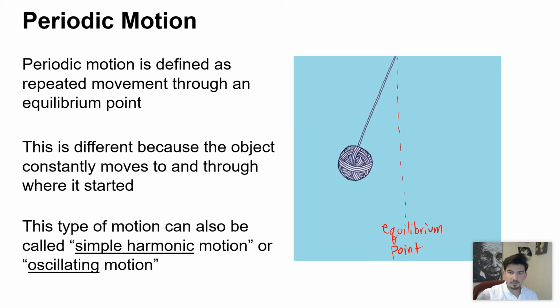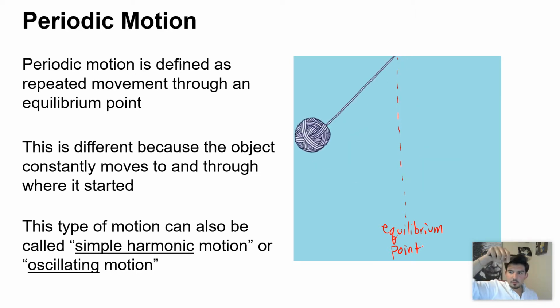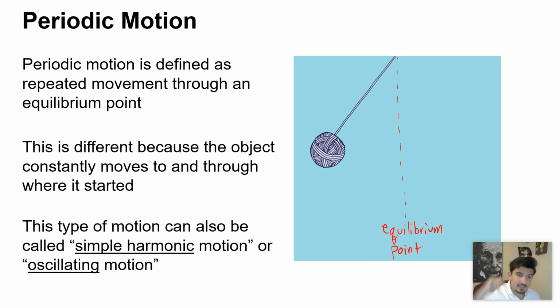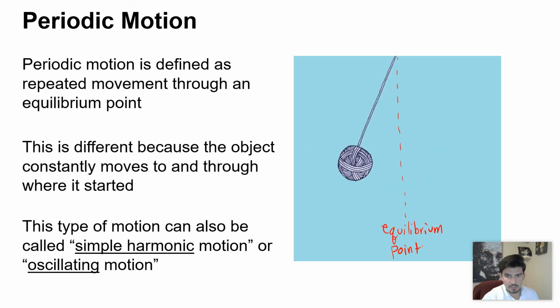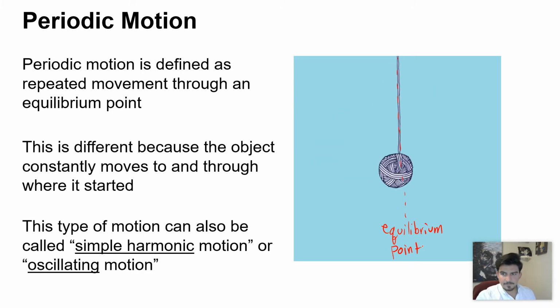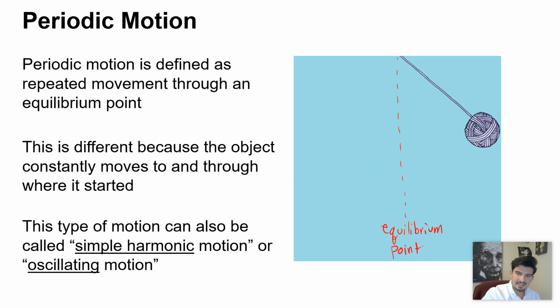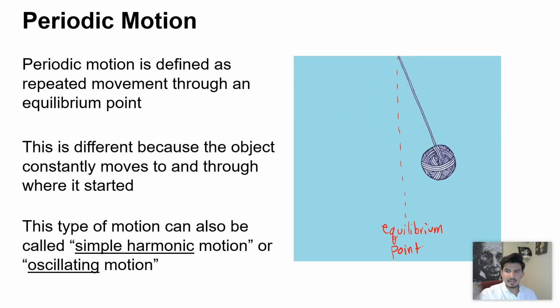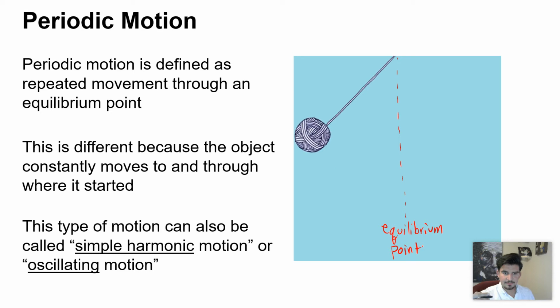You've probably seen those in some of those old-timey clocks, or in the movies where they try to mesmerize you by swinging something in front of you, which doesn't work. Different things like that. This is different from our linear motion because instead of the object constantly moving one way, it's going back and forth through where it started. So the graph starts to look a little bit funky, and we'll see that in just a little bit.